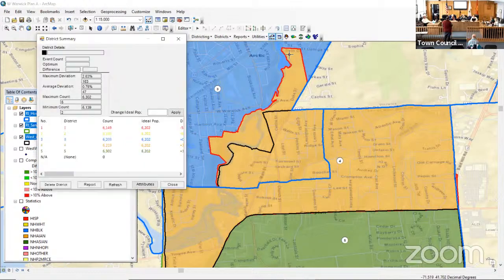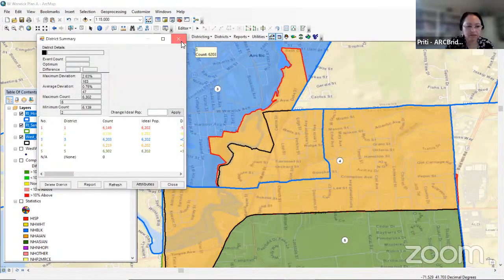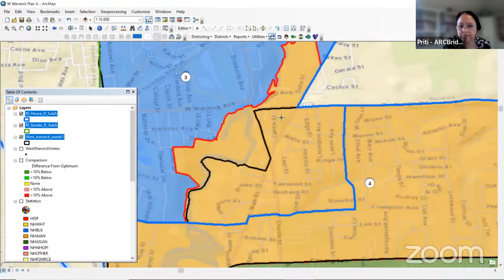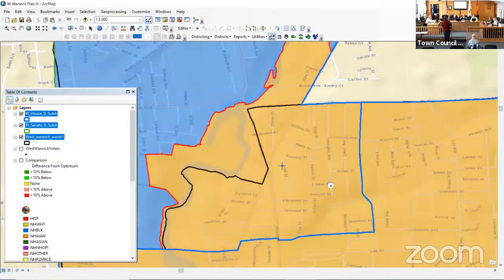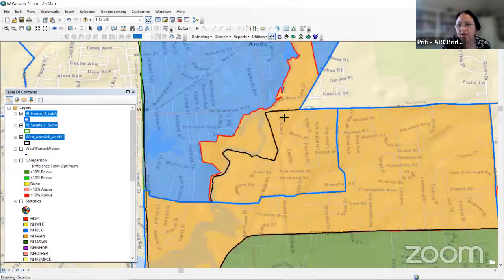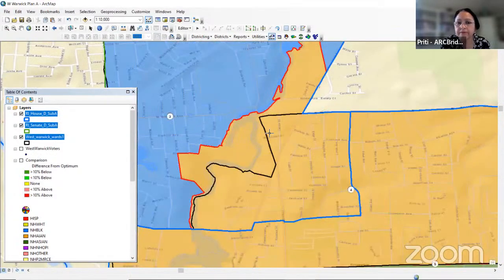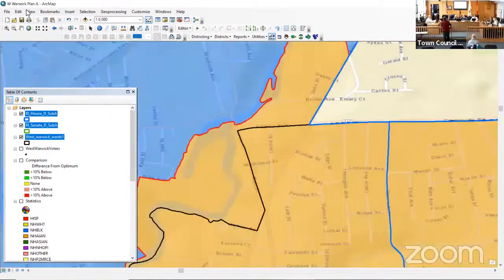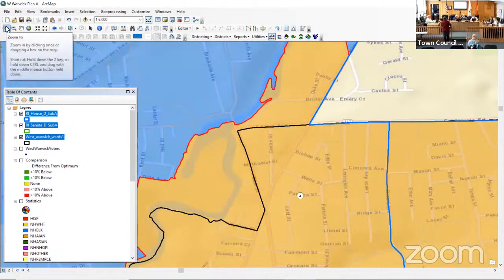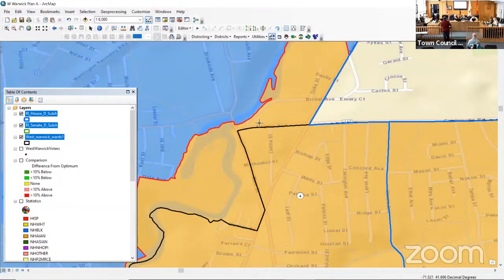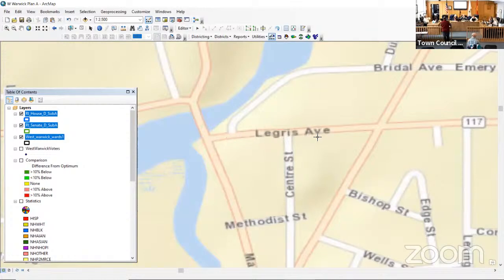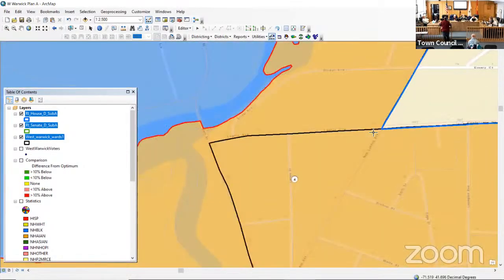Pretty, where is Lagrange Avenue now? Okay, let me find out. On your plan B, where would Lagrange Avenue be? I thought I just saw it. Right there, it's on the blue and black line, right below Emery Court. There you go. That's it. All right, put that back up.